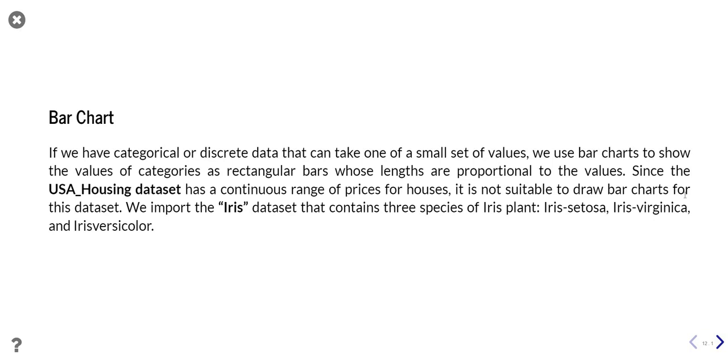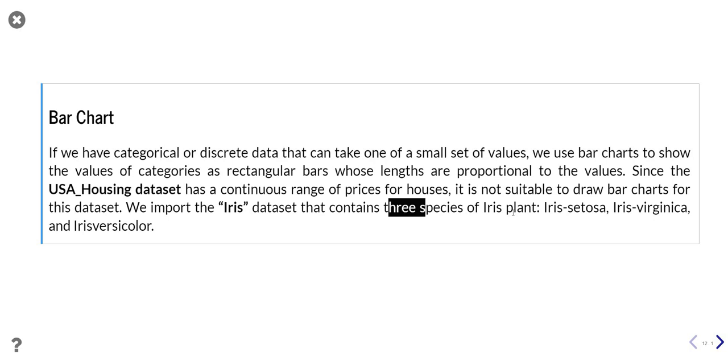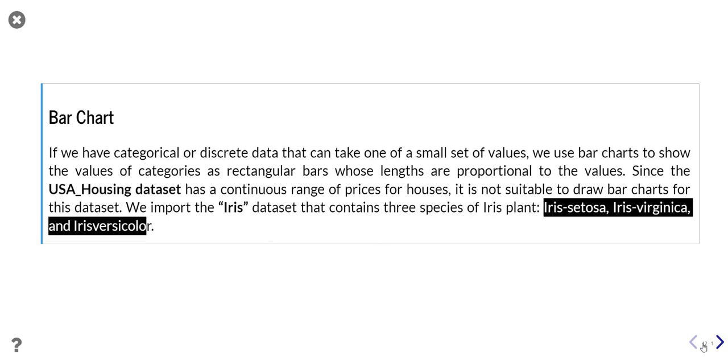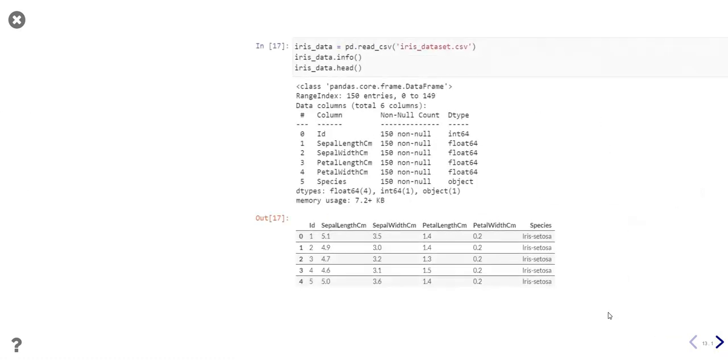So hi students, this is a continuation of our bar chart. We have already started with our bar chart. We are looking at this particular data set, which is the iris data set, and which contains the 3 species of iris plant. So these are the 3 species.